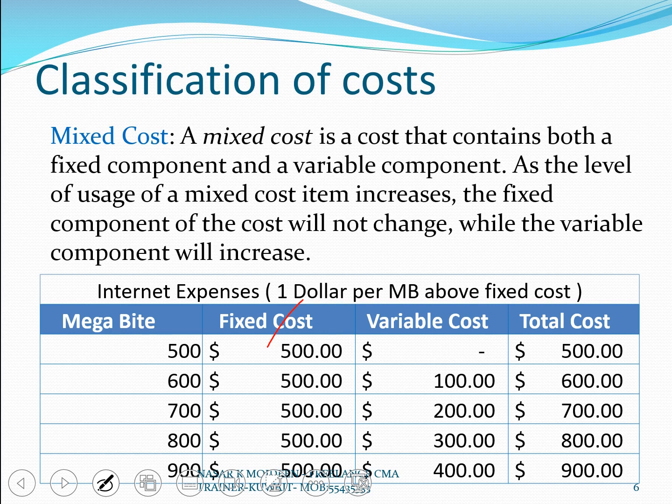After that, whatever you are using, you have to pay based on your usage. So above 500 MB, if you use 600 MB, that means you have to pay this fixed cost, that is 500, plus for the extra 100 MB used you have to pay $100. When you use 700 MB, you have to pay 500, but also for the extra 200. So this cost is changing as the usage is increasing. This cost remains the same. If you don't use anything at all, still you have to pay this $500. So this is what we call mixed cost. The cost has components of both variable and fixed.